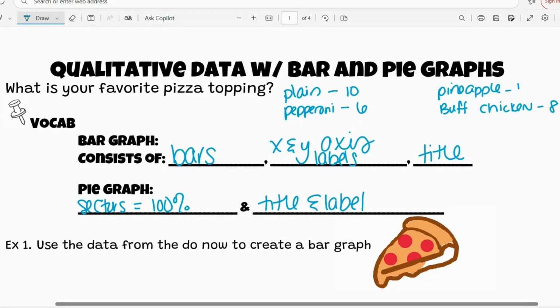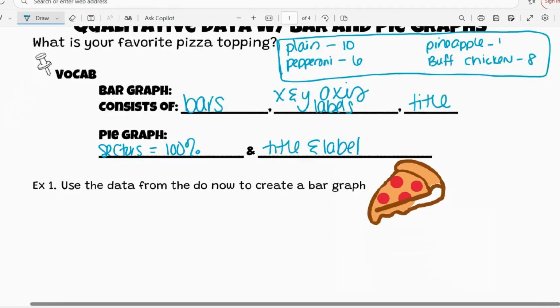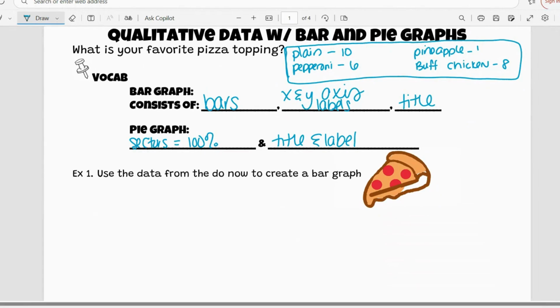All right, so I've just made up some data here. I'm pretending I have a class in front of me where this is the types of their favorite pizza. So we're going to use the data from the Do Now to create a bar graph of the favorite types of pizza in this class. The highest number that I have here is 10. And I know that I need to have 4 bars because I have 4 options.